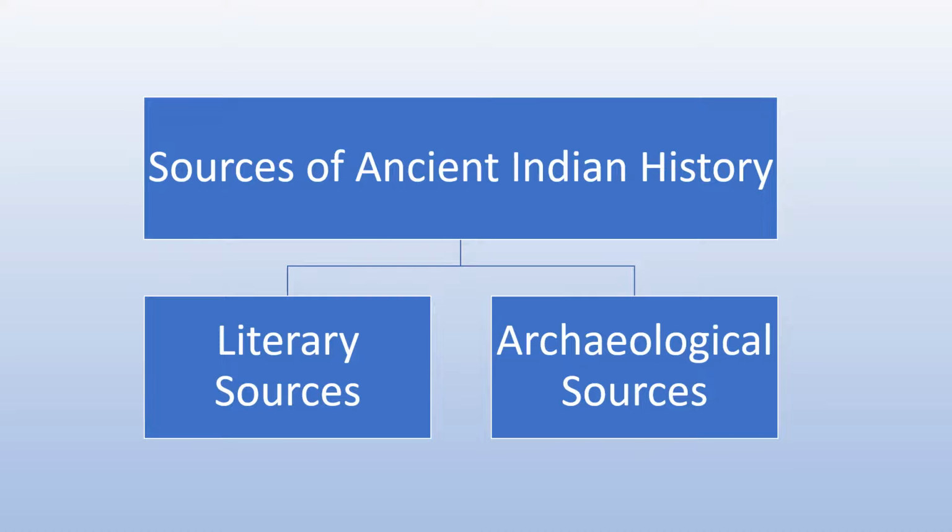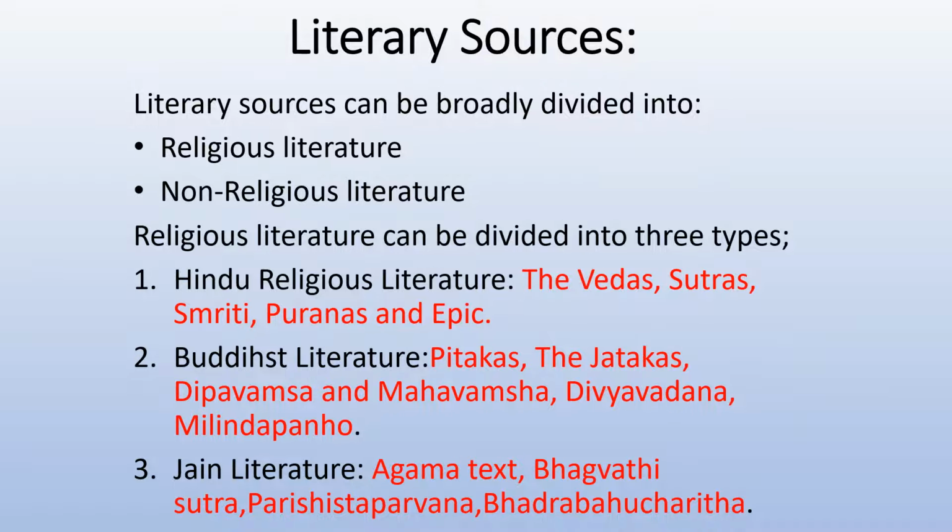Here, sources of ancient Indian history can be classified into two, that is, literary sources and archaeological sources. We can move to literary sources. Literary sources can be broadly divided into religious literature and non-religious literature. Religious literature can be further divided into three types, that is, Hindu religious literature, Buddhist literature, and Jain literature.